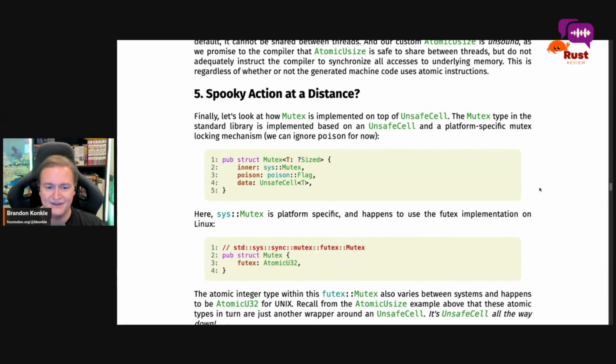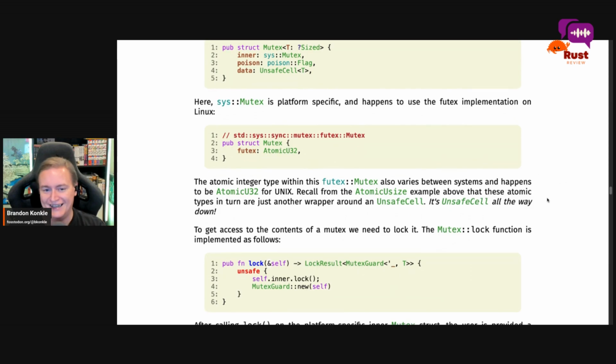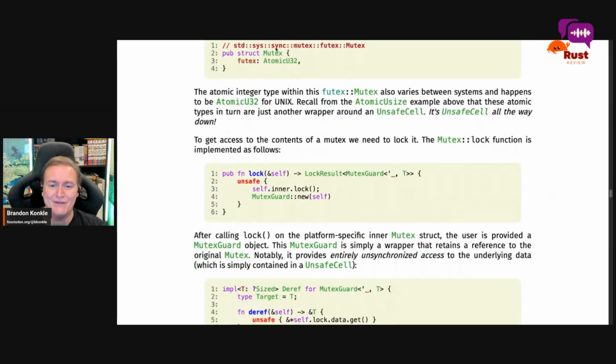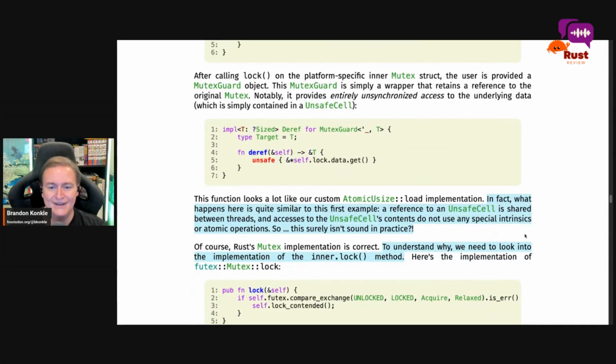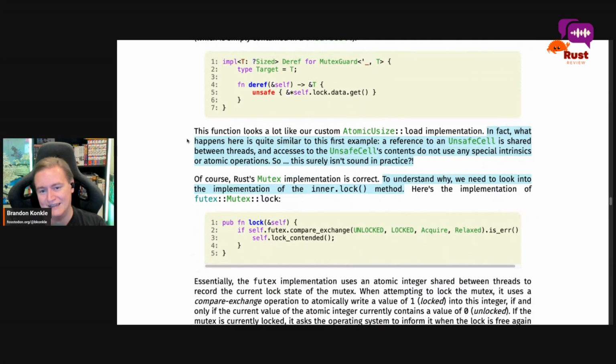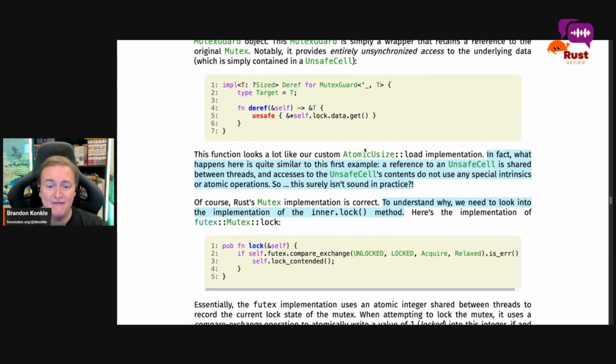And then he talks about Mutex, and he introduces this spooky action at a distance concept that he was talking about. And I'm going pretty long here. I'm not going to go in too much more detail about this, but basically what he found was that in Mutex, there's not any of these special intrinsics or hints. So why does Mutex work the way that it does? Why is it correct when our experimentations have not been?